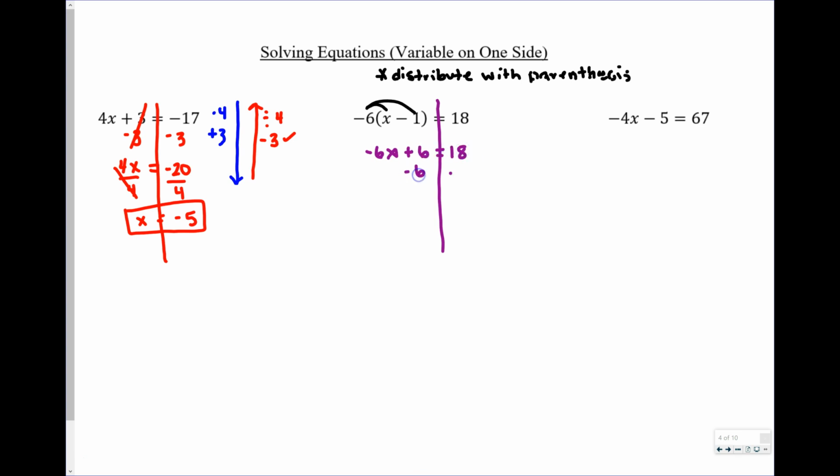Subtract the 6. Notice I'm doing this without my little guide, which is okay. If you need to do the guide, you can, but most of you should be pretty familiar with these. So once I subtracted my 6, now I'm going to divide by negative 6. Sometimes I also like to write lines under here to help me split it up. That's okay too. The negative 6's cancel out, and I get x equals negative 2.